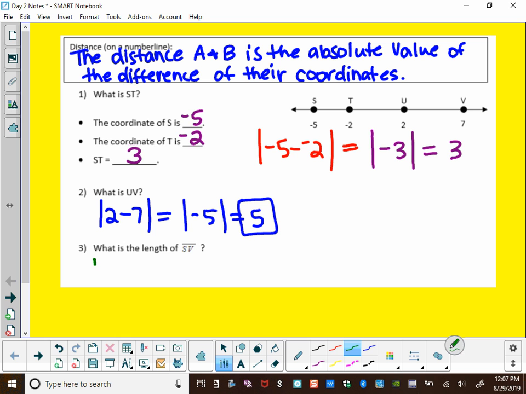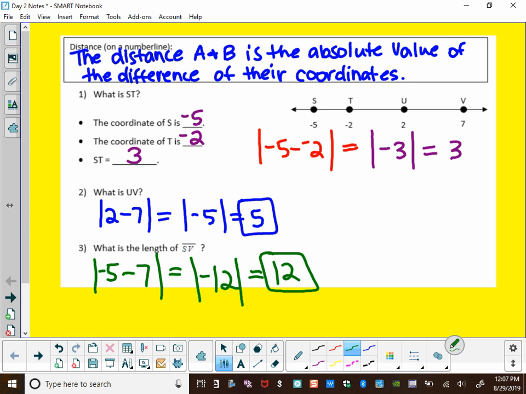No, I didn't. All right, what is the value of S? -5. I'm going to subtract. And what's the value of B? 7. So -5 minus 7 gives me what? -12. But what's my final answer once I drop my absolute value bars? Positive 12. Good. Did everyone get positive 12 here? All right. So far, so good?